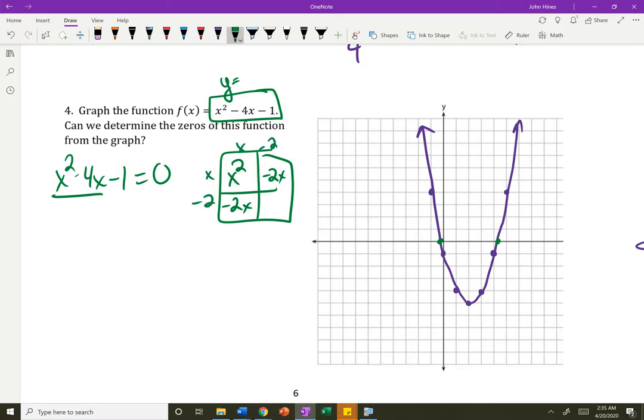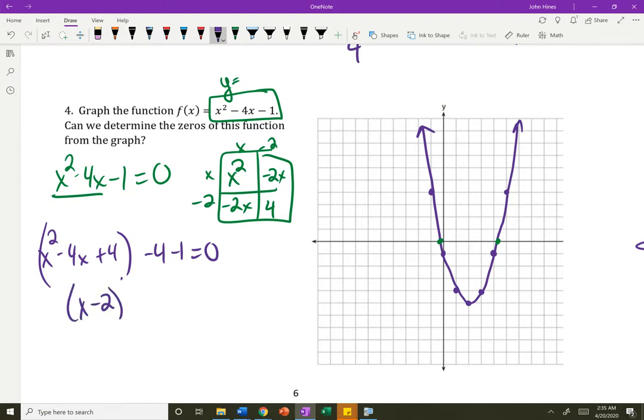X times x, -2 times -2 is +4. So that's the magic number I need to add in, a +4. But if I add in 4, I also have to subtract 4. Well, how does this factor? This factors into x minus 2 squared minus 5 equals 0.